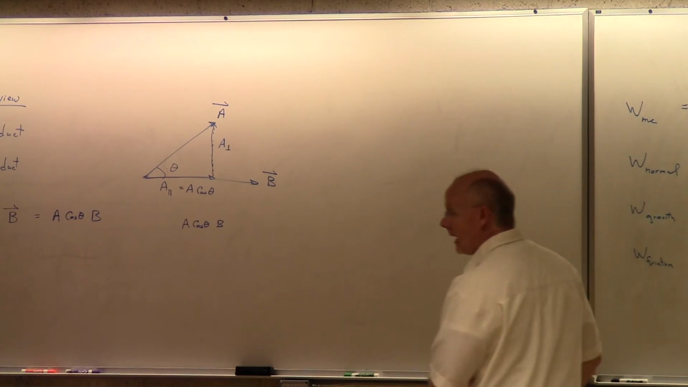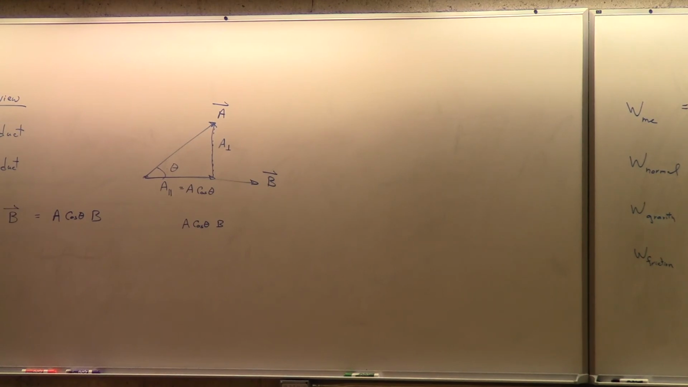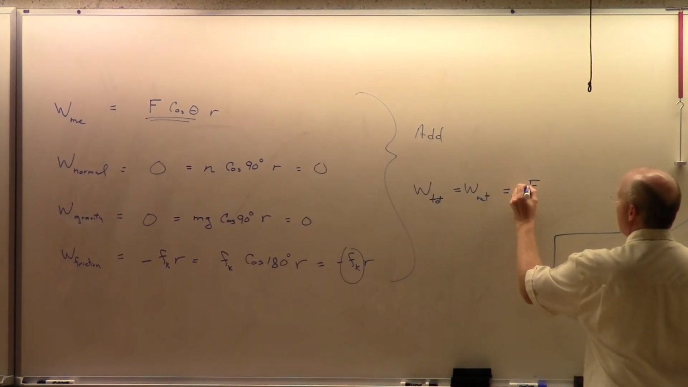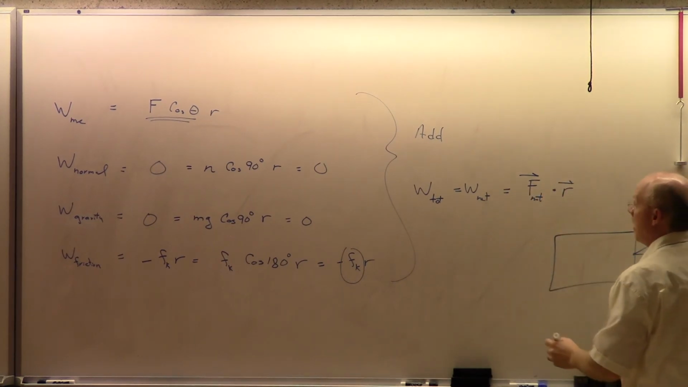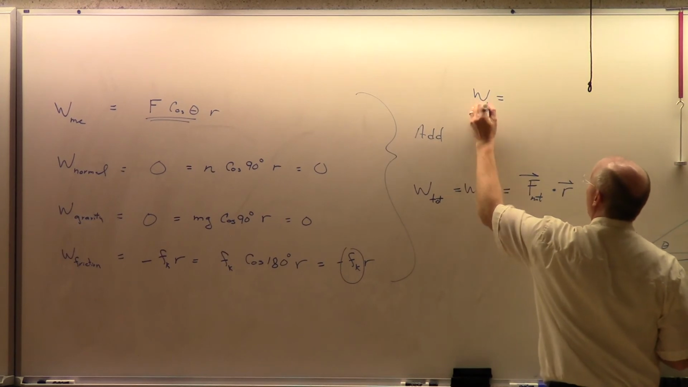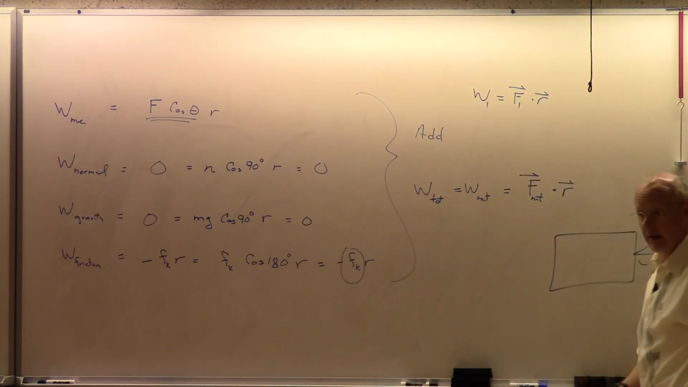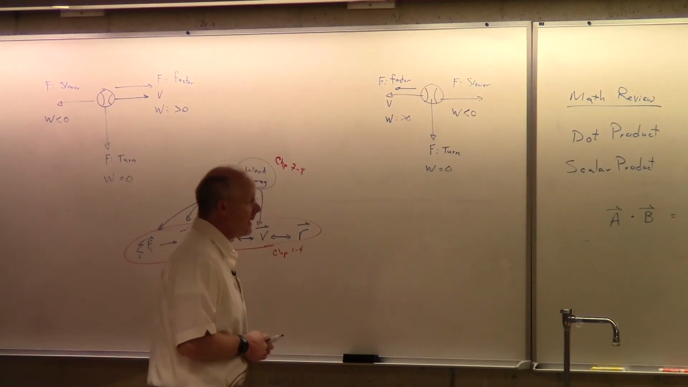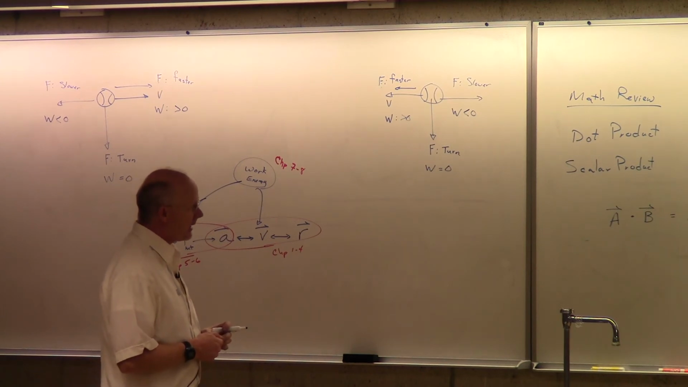So this is my dot product, all right? So what does that mean? Well, that means over here, I can rearrange this definition and write it as F net dot R. Or I could write it as work from one of them is the force from one of them dot the displacement of that, right? And so that's how we're going to represent it. We're going to represent it with just a simple dot product.